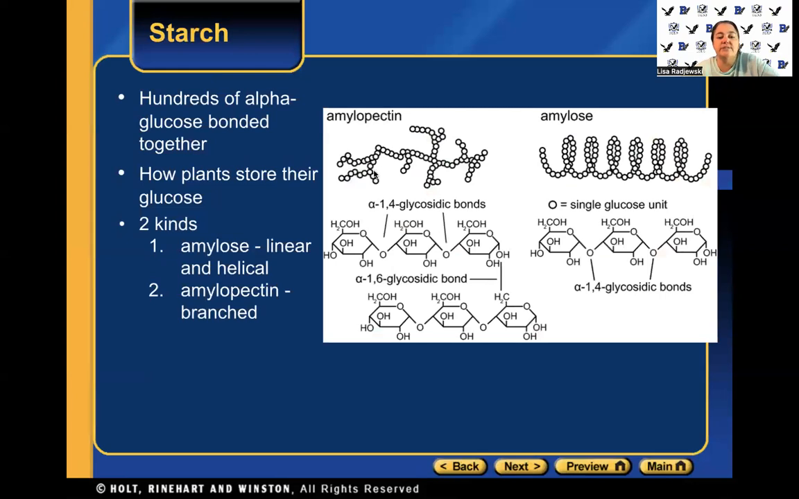There's 2 kinds of starch. You can see here on the left, you got amylopectin and you have amylose. What's the difference? You can see amylose is linear. I mean, it's helical, but it's linear. There's no branches at all. It's just a single glucose unit, hundreds of those alpha glucoses bonded together, and it forms this helical shape. Amylopectin is not like that. It has branching. So you're going to have maybe 3 here and then another 6 or whatever, but you can see it has branches. So amylopectin is branched and amylose is not.